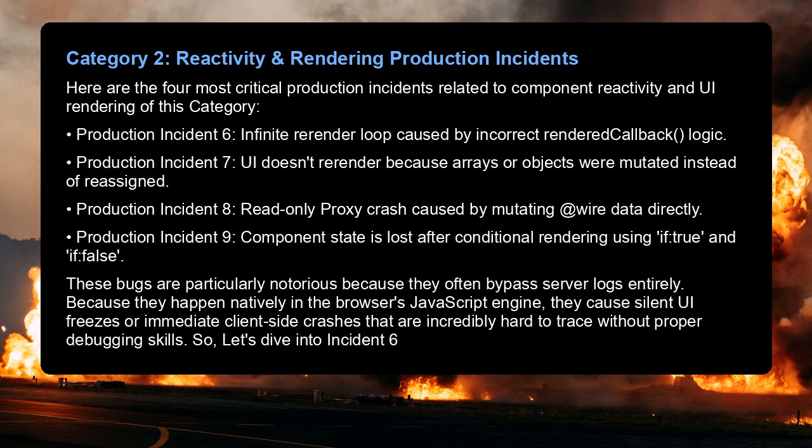Production Incident 6: Infinite re-render loop caused by incorrect rendered callback logic. Production Incident 7: UI does not re-render because arrays or objects were mutated instead of reassigned. Production Incident 8: Read-only proxy crash caused by mutating @wire data directly. Production Incident 9: Component state is lost after conditional rendering using if:true and if:false.